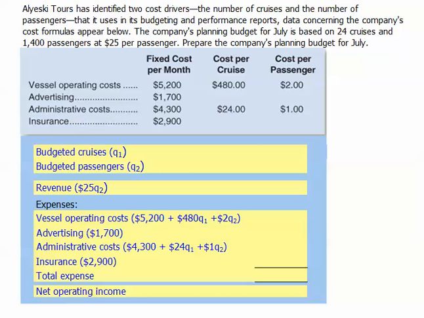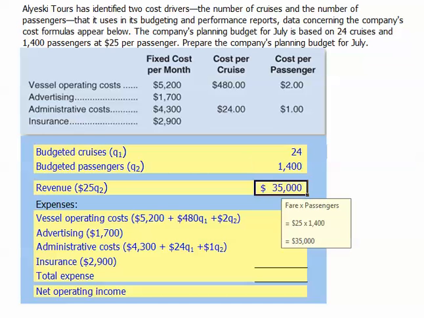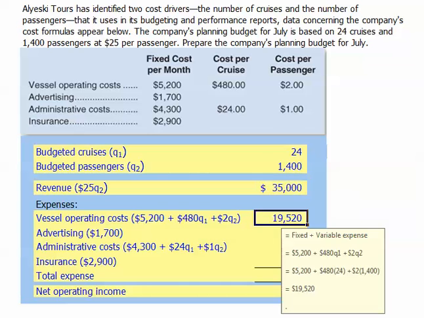So our budgeted cruises was 24 cruises and 1,400 budgeted passengers. Our budgeted revenues then will be $25 per passenger times 1,400 passengers for a total of $35,000. In terms of our expenses, our vessel operating expenses have two components, a fixed component and a variable component.